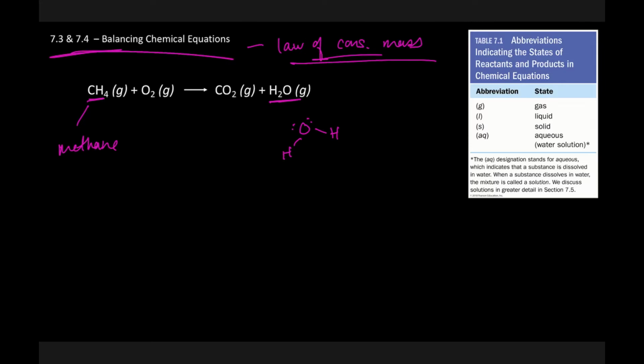So if I have 4 hydrogens in every 1 methane and every water only has 2 hydrogens, I have to find some other way to make that work, right? And that's where the balancing comes in. That's where the concept of coefficients comes in, okay? In that I can have more than 1 water molecule. If I had 2 of these, now I have 4 hydrogens. Does that make sense?